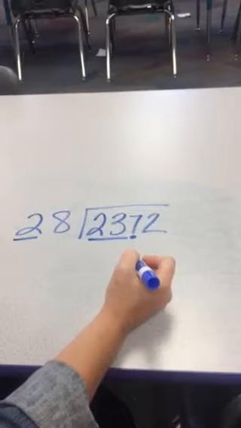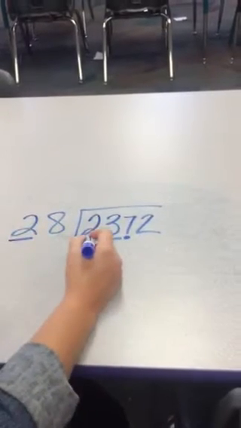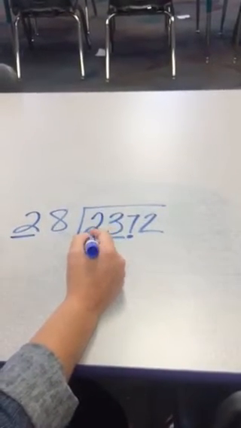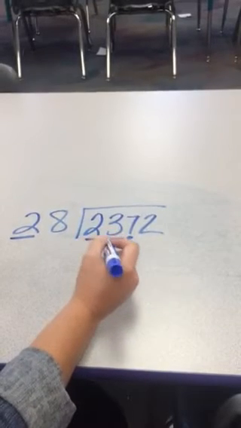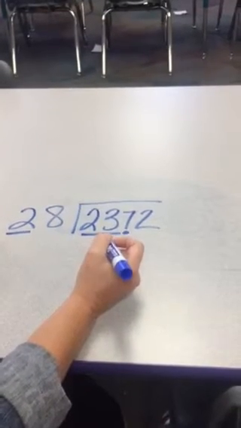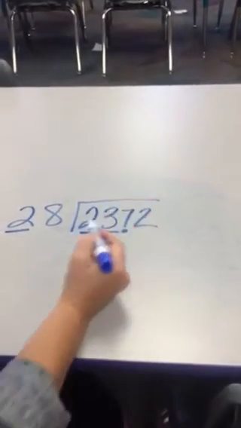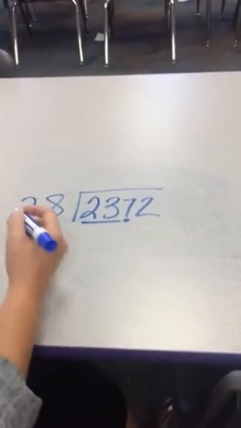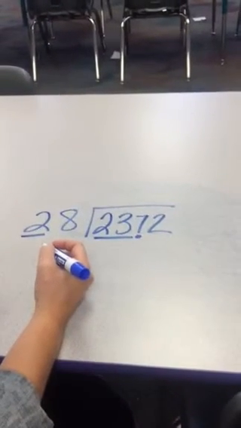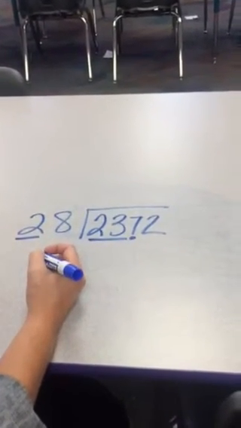Okay, so I'm going to ask myself, how many times can 2 go into 23? 2 can go into 23 11 times. Well, that's way too big. I can only put a 1-digit number in my quotient above the 7. So the biggest 1-digit number I have is 9. So that 9 is a place for me to start.